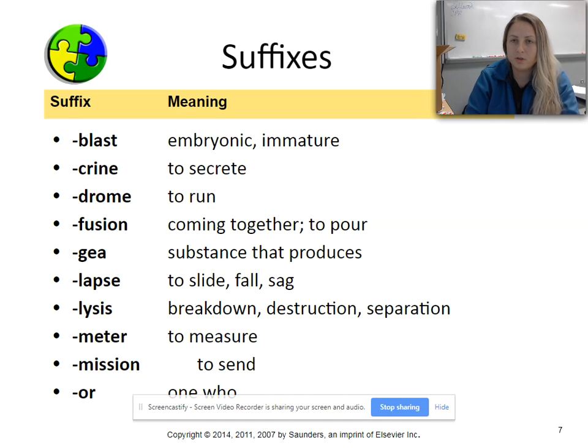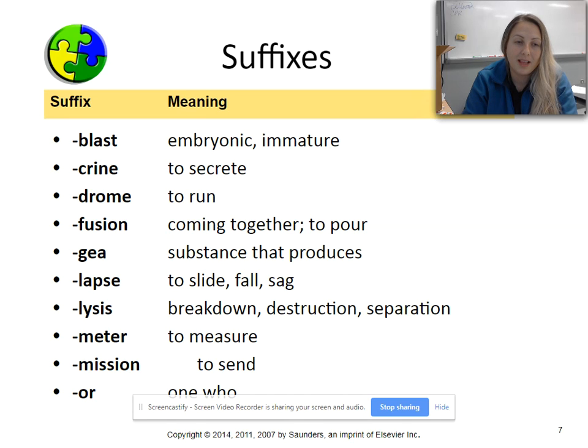So if you fuse two things together, you connect them together. Like you could go to an Asian Mexican fusion restaurant where they take the two different types of food and blend them together, or they may offer both of them on their menu. Gia, substance that produces.